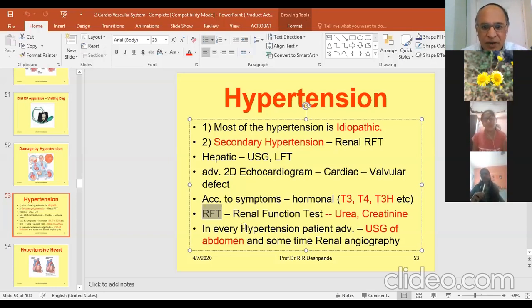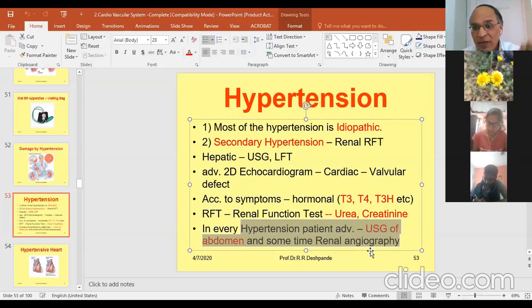For any hypertension patient, the most important statement: you must do the ultrasonography of abdomen and renal angiography. Like coronary angiography, you should not forget renal angiography in the hypertension patient. If you don't do it, and the patient goes on his own to the consultant, or you refer to the consultant, the consultant will definitely do all these tests. So why should the general practitioner not do it? We can do it, and then if we have difficulty, we can refer.